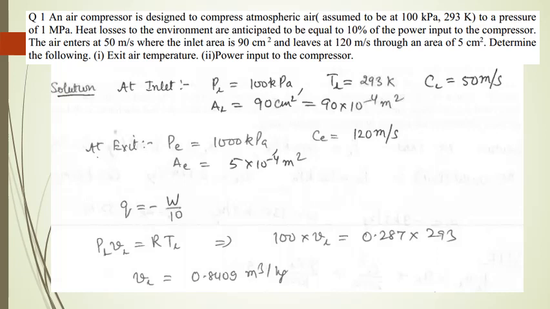Now state equation for inlet: P_i v_i is equal to R T_i, where v_i is the specific volume. Putting the value of R for air, because for air I have told the value of R has to be assumed to be 0.287 until and unless given in the question. Temperature T_i is 293 Kelvin, so the value of v_i comes out to be 0.8409 meter cube per kg.